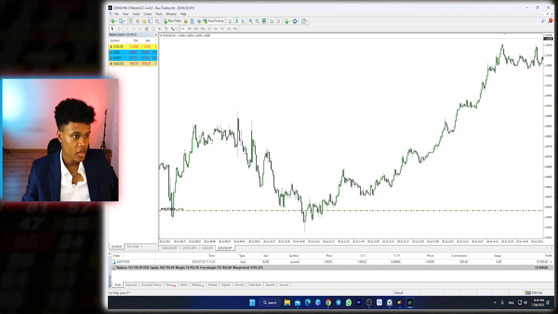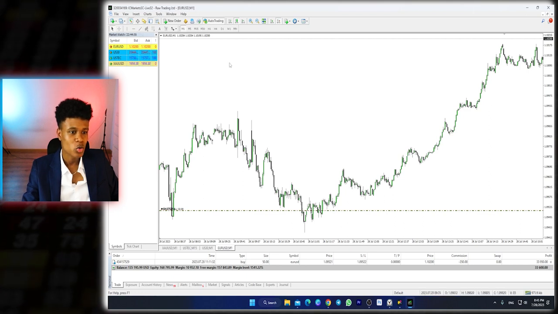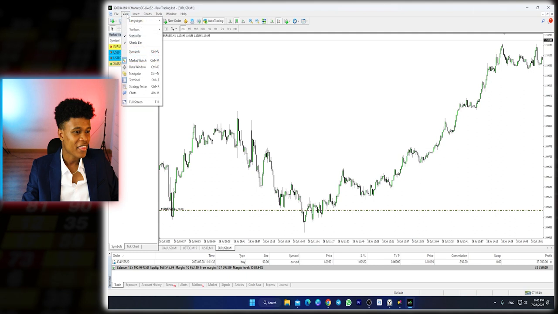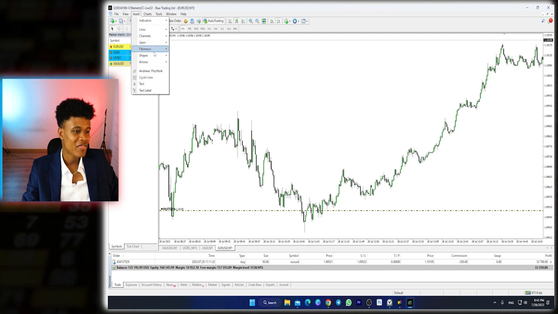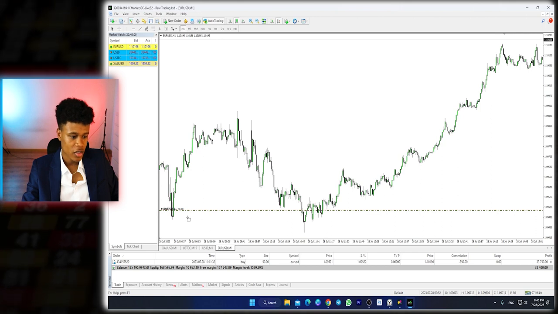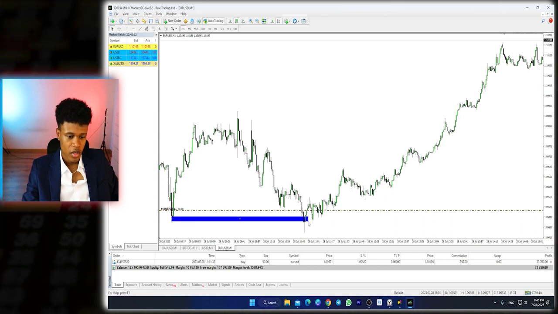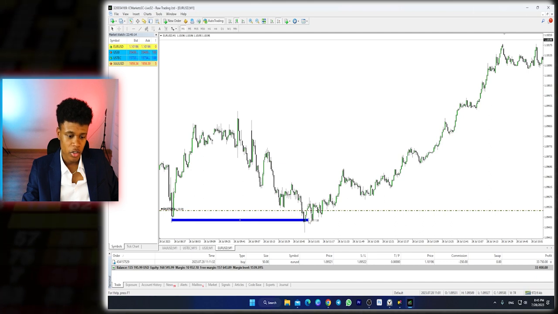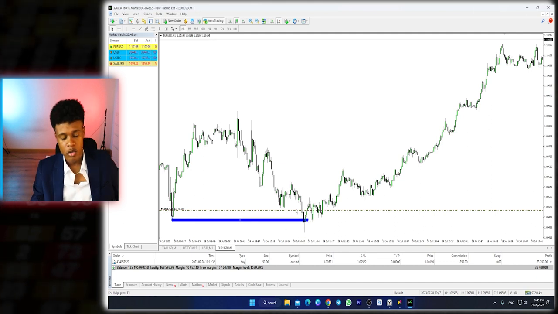We actually had, and I haven't used MetaTrader to draw anything for a long time. I don't have any idea of how to draw things on MetaTrader. Okay, here we have an example, right? So exactly right here, we had a liquidity grab. And with this liquidity grab, using volume, I was able to spot this liquidity grab.